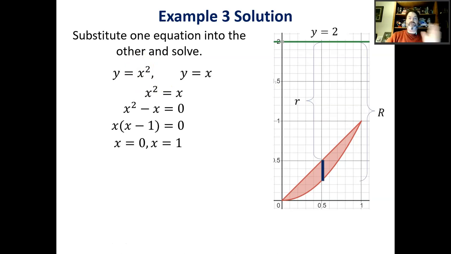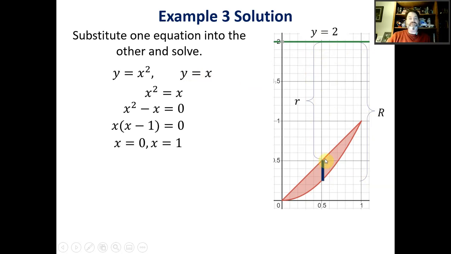And because we're going in the x direction when we do the integration, we want our answer in terms of x. I mean, it's in terms of y, but we're substituting x in, because the distance is y, but we're integrating in the x direction. So we want x's and constants in our equation when we do the integral. So that's this big R here. The small r is 2 minus, well, that's the line y equals x. So it's 2 minus x.